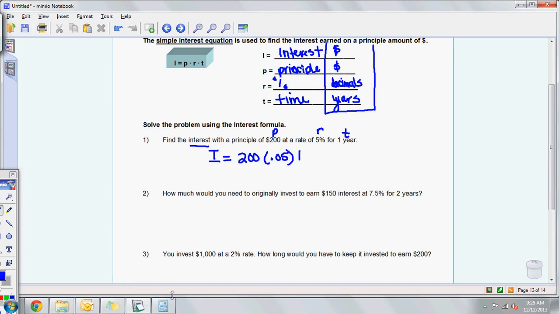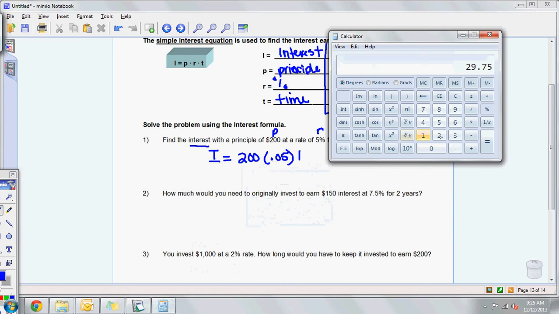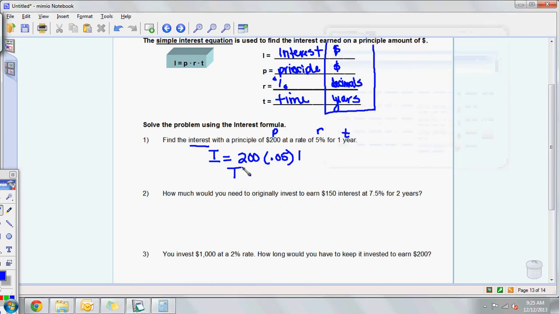times time. So if you plug that into your calculator, and you can do this without me, you don't need to wait for me to do this because we all know my calculator is a little shady sometimes. Times 1 is going to equal 10. So the amount of interest you're going to get in 1 year by keeping $200 in the bank is going to be $10. Which doesn't seem like a lot, but it's pretty awesome to get money for nothing, I think.